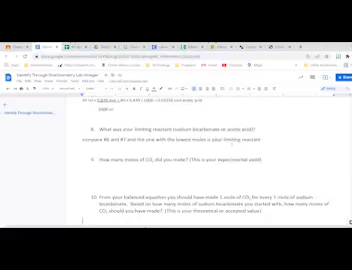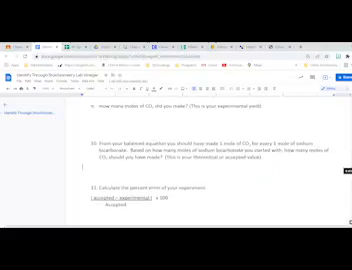Then you're going to calculate number 10. How many moles of CO2 did you make? Well, you calculated in number 4 the mass of CO2 formed, so you should be able to take it to moles. And that will be your experimental yield. In number 10, from your balanced equation, you should have made 1 mole of CO2 for every 1 mole of sodium bicarbonate. That is by our balanced reaction, which you did on number 2. Based on how many moles of sodium bicarbonate you started with, how many moles of CO2 should you have made?